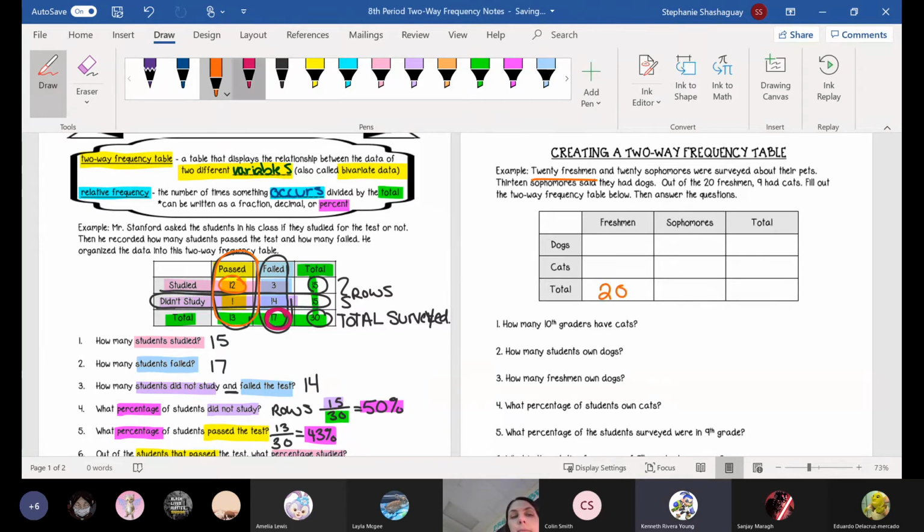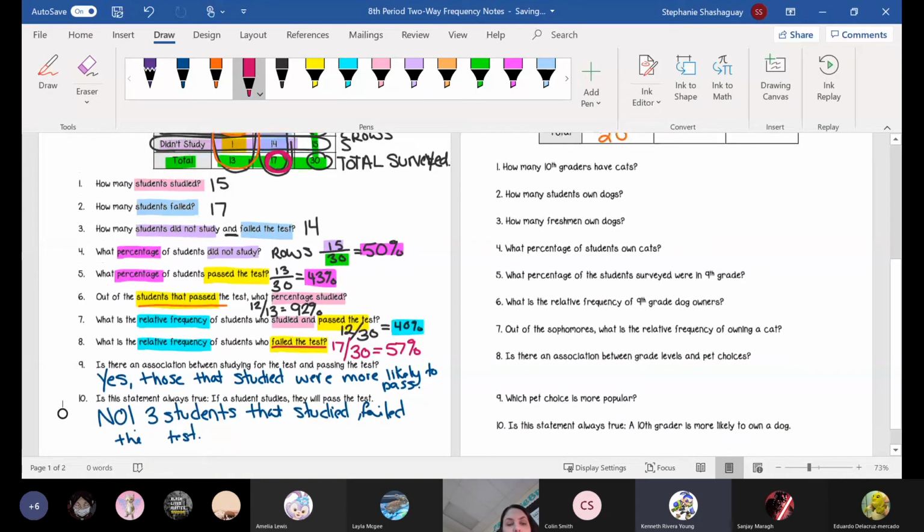Wait, Miss, can I see number 8 for the first page? Mm-hmm. Is that good? Not yet. Okay, I'm done.